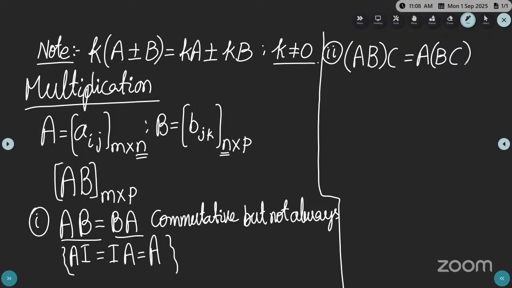That is, A into BC equals AB into C, provided their multiplication is possible. Okay. Next. Write the third one.